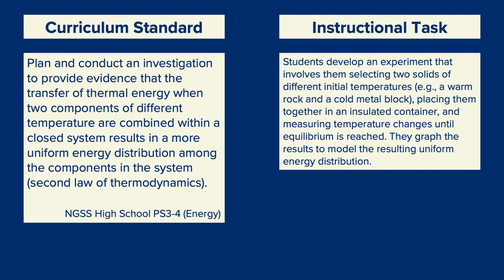And then finally, in this third example, we might see something where students develop an experiment that involves them selecting two solids of different initial temperatures, such as a warm rock or a cold metal block, placing them together in an insulated container, and then measuring temperature changes until equilibrium is reached. Then they graph the results to model the resulting uniform energy distribution.